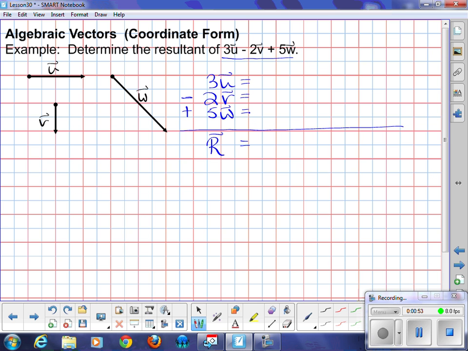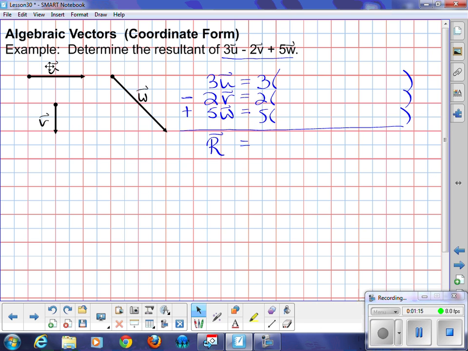Now with the 3, 2, and 5, what I find helps people remember is that I just put the 3 in the brackets, the 2 in the brackets, and the 5 in the brackets, and people remember then that they have to multiply the vector. So now we need to transfer the 3 vectors that are given into their components.